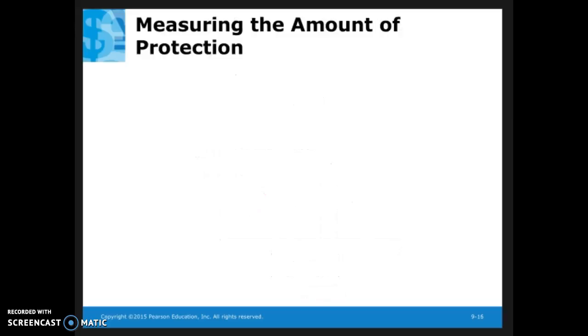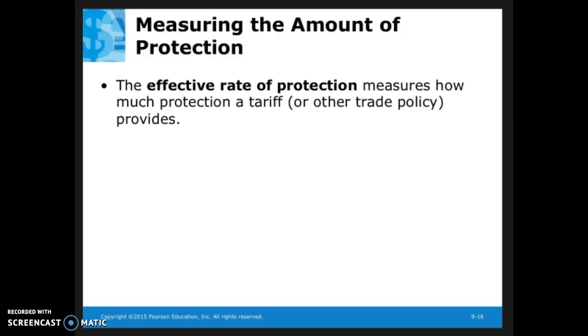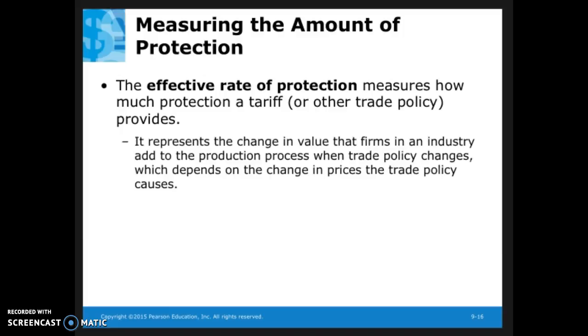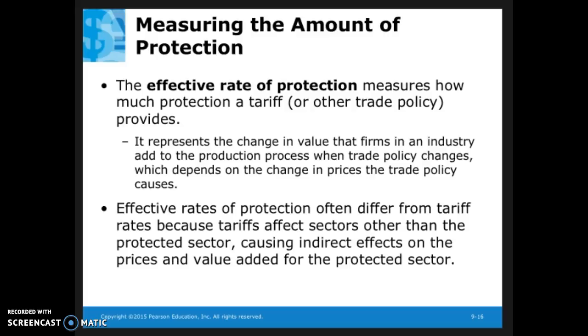So, measuring the amount of protection. The effective rate of protection measures this. It represents the change in value that firms in an industry add to the production process when trade policy changes. This depends on changes in the prices. Effective rates of protection often differ from tariff rates because tariffs affect sectors other than the protected sector. These cause indirect effects.